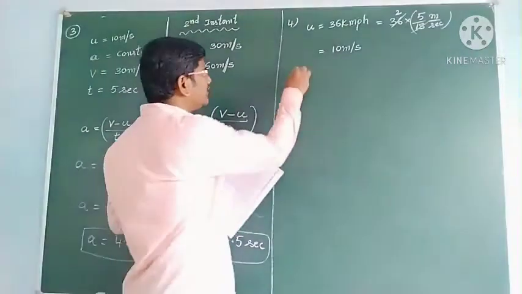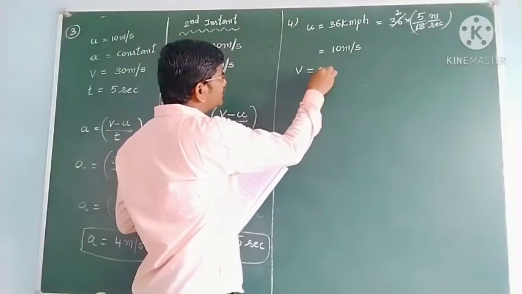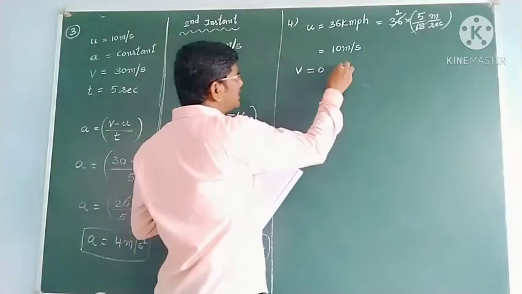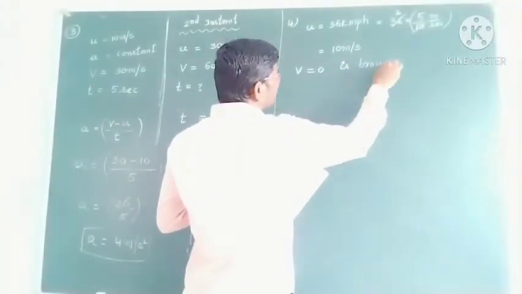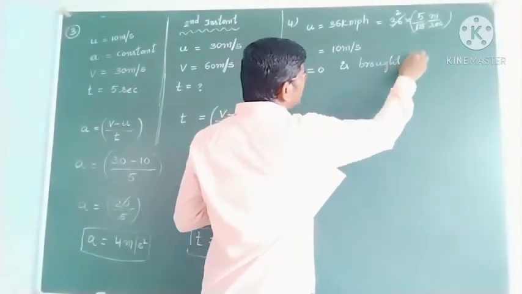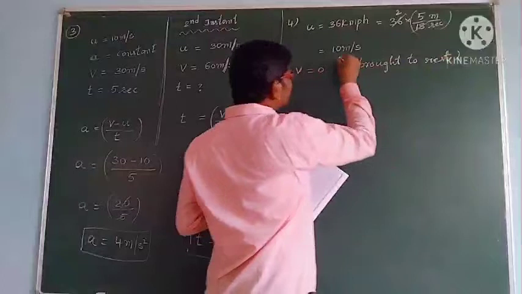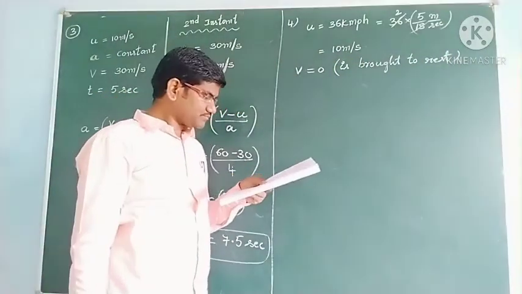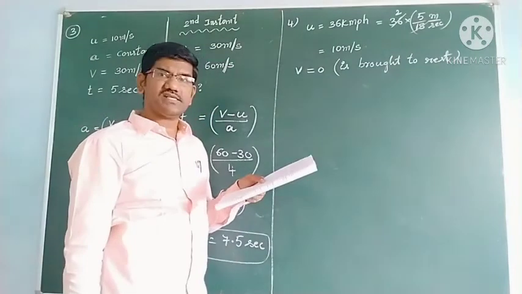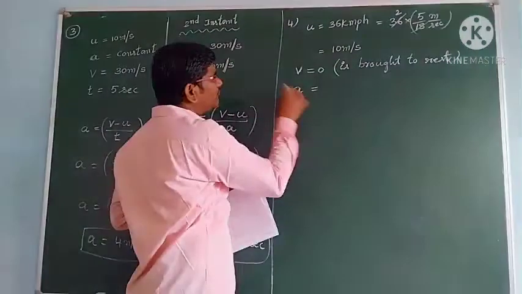So whenever the object is brought to rest, final velocity becomes 0. So means finally comes to rest. When the object is brought to rest, final velocity becomes 0. And it experiences a uniform retardation. So they have given uniform acceleration, but that is retardation.